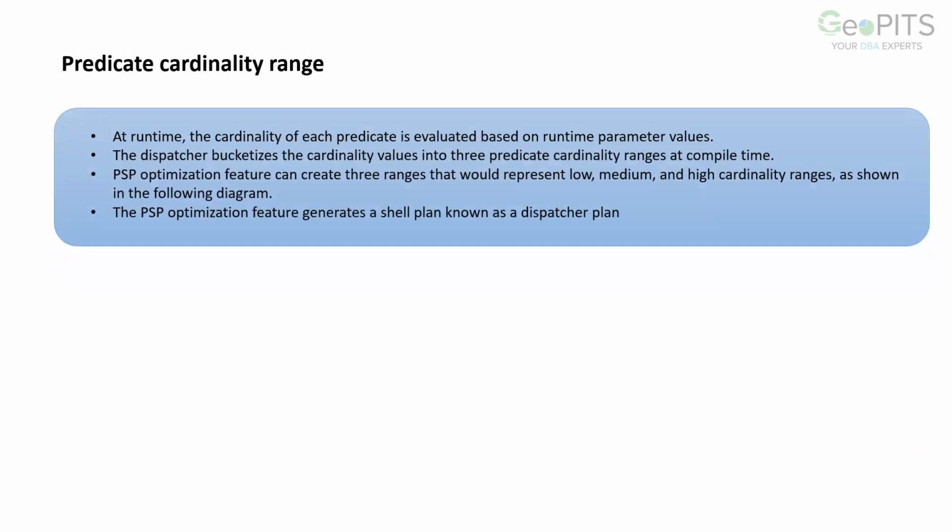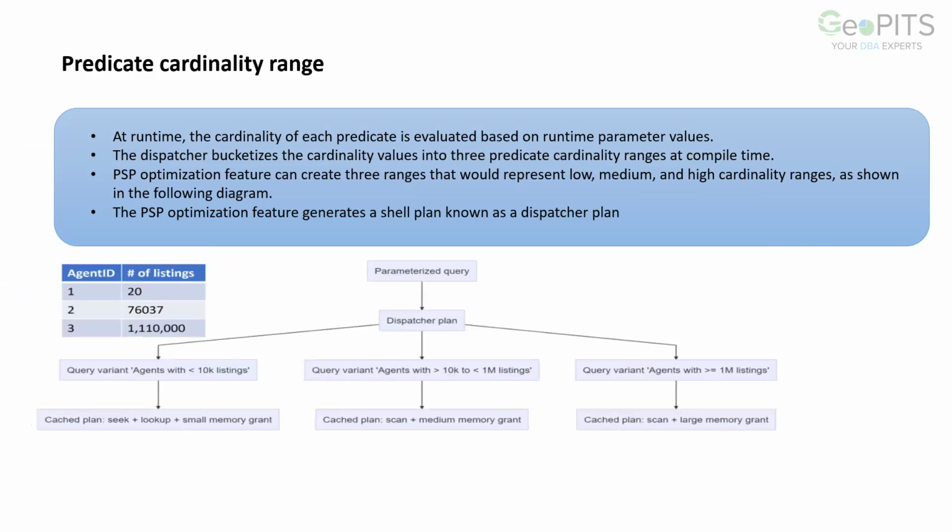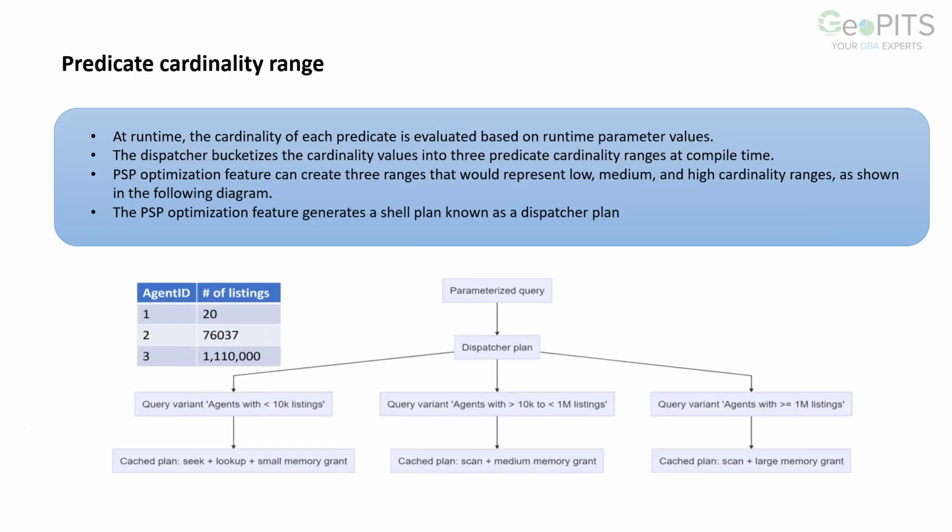So, predicate cardinality range. At runtime, each predicate value is based on the runtime parameters which we are giving. Here the dispatcher will bucketize those cardinality values into three predicate cardinality ranges: low, medium, and high, as shown in the diagram here.